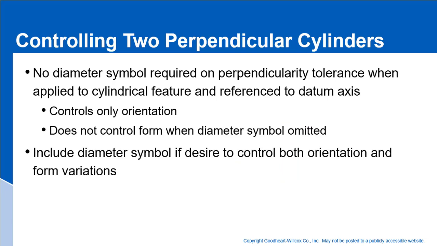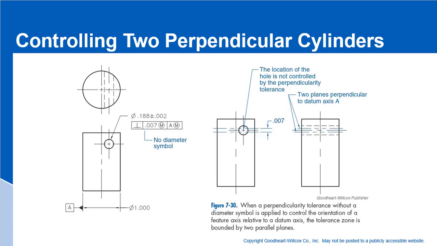Let's talk about controlling two cylinders perpendicular to each other. First of all, no diameter symbol is required on perpendicularity tolerances when applied to a cylindrical feature of size. That's because it controls only orientation. It doesn't really control form. It does not control form when the diameter symbol is omitted. We're only going to include the diameter symbol if it's desired to control both the orientation and the form. And here's an example of controlling two cylinders perpendicular to each other.